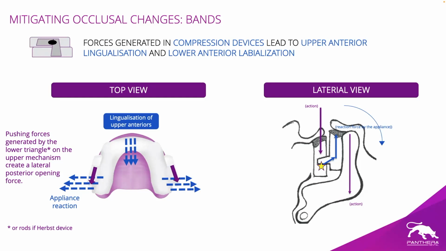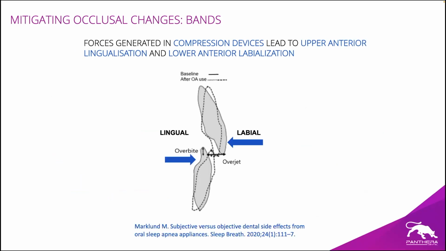I'm going to pop this off, where we bring this forward and then create a lingualization of the mandibular anterior teeth. And that's what this research paper is showing. For the push devices, for the interlocking devices, this is where we get some labialization of the mandibular anterior teeth, lingualization, I'm going to swallow my tongue here, labialization of the maxillary anterior teeth, and a lingualization of the mandibular anterior teeth. Now, how do we mitigate this?